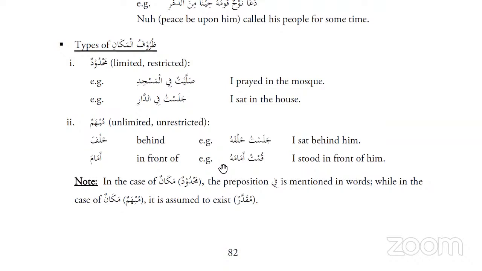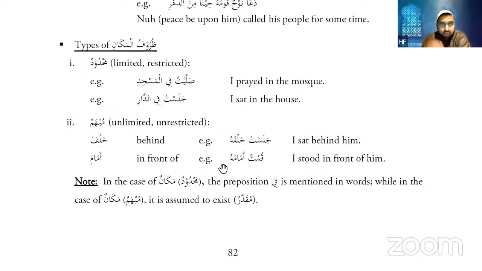Second one is mubhamun, unlimited and unrestricted. Khalfa is behind, and the example is jalastu khalfahu. I sat behind him. Amama, in front of, example is kumtu amamahu. I stood in front of him.